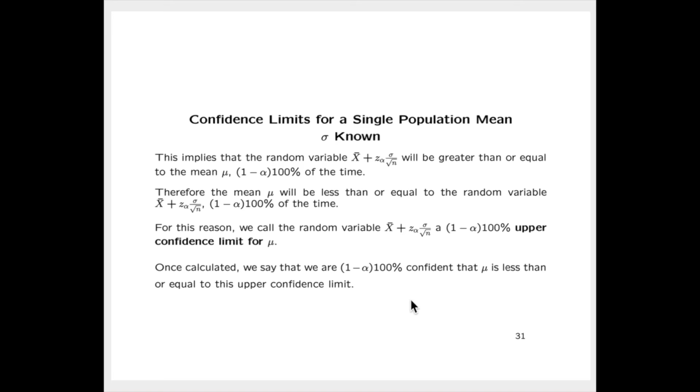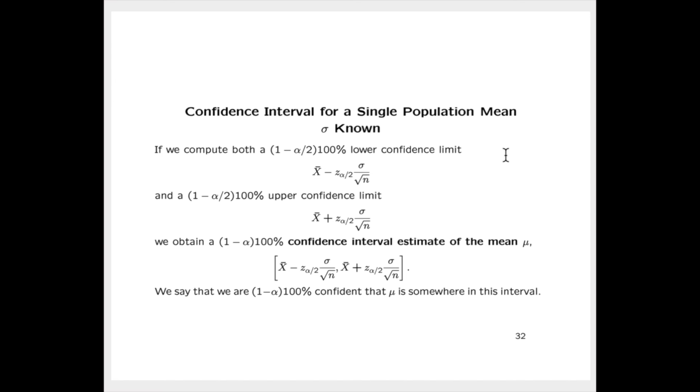So we've looked at how to construct a lower confidence limit and also an upper confidence limit, each with a confidence level of 1 minus alpha times 100%. Now if we combine a lower and upper confidence limit, we can get a two-sided confidence interval. Now if we want the overall confidence level of the two-sided confidence interval to be 1 minus alpha times 100%, then the lower and upper confidence limits that we construct will have to be each at the 1 minus alpha over 2 times 100% confidence level.